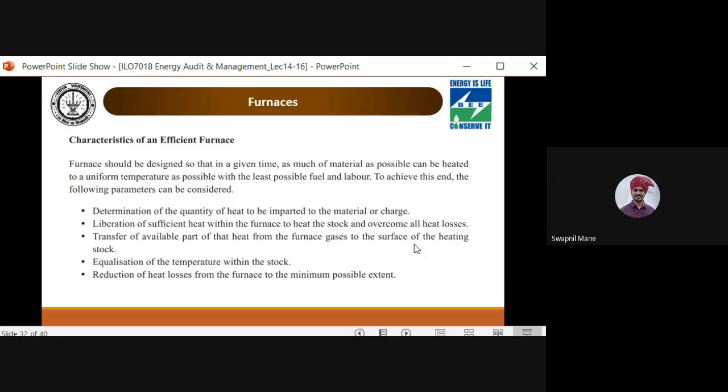To achieve this, the following parameters are considered: the determination of the quantity of heat to be imparted to the material or charge, liberation of sufficient heat within the furnace to heat the stock and overcome all heat losses, transfer of the available part of that heat from the furnace gases to the surfaces of the heating stock, equalization of the temperature within the stock, and reduction of heat loss from the furnace to the minimum possible extent. These are all the parameters by which you can make the furnace efficient.